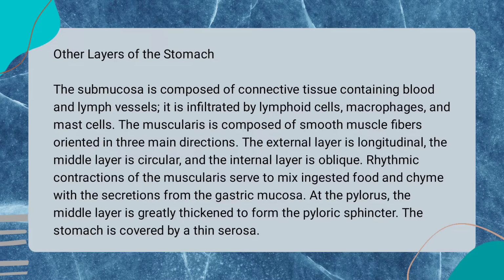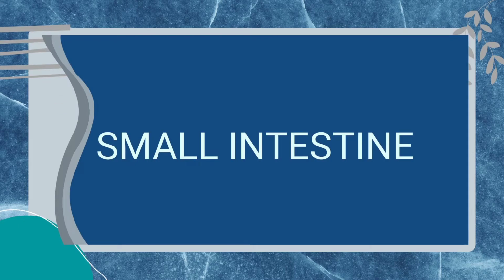The muscularis regular contractions thoroughly combine ingested food and chyme with mucus, HCl, and digestive enzymes from the stomach mucosa in the slide. The pyloric sphincter, as I said earlier, is formed when the middle layer of the stomach thickens significantly at the pylorus, and the stomach is covered by a thin serosa. Now, before we proceed to our next organ, which is the small intestine, let me give you a brief recap about the stomach. Like what I said earlier, the superior cardia and inferior pylorus, which are histologically similar, as well as the intervening fundus and body, are the four primary regions of the stomach.